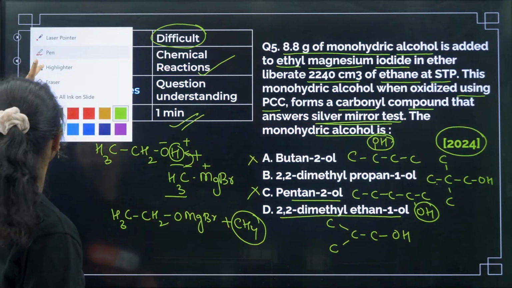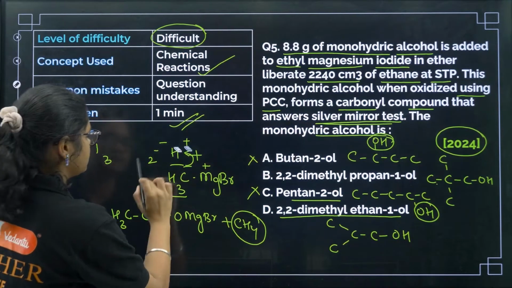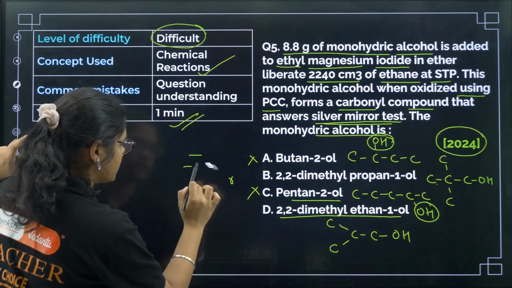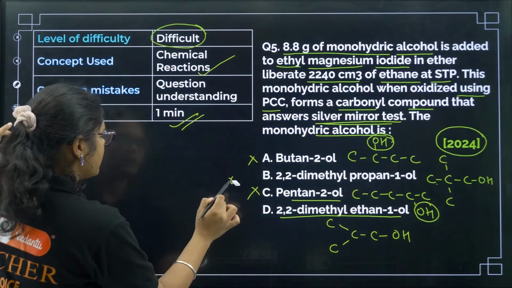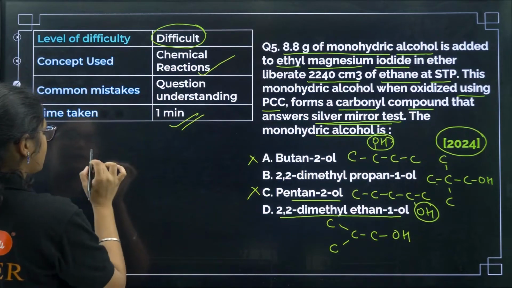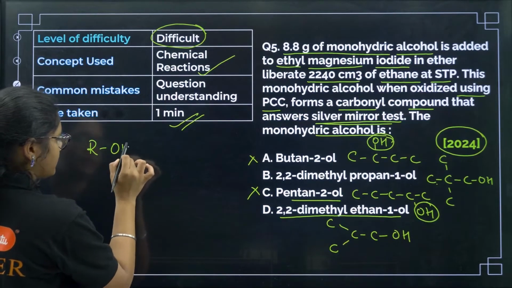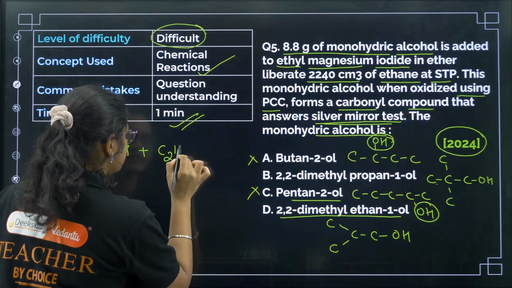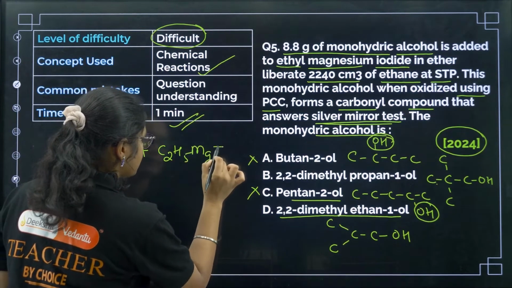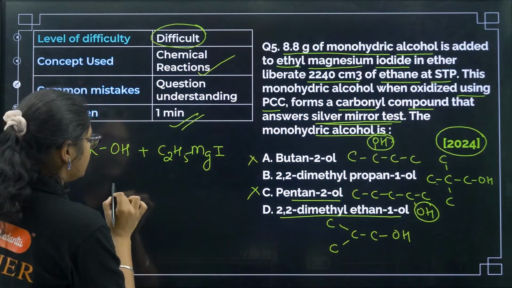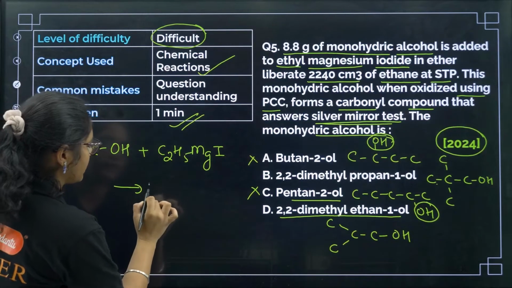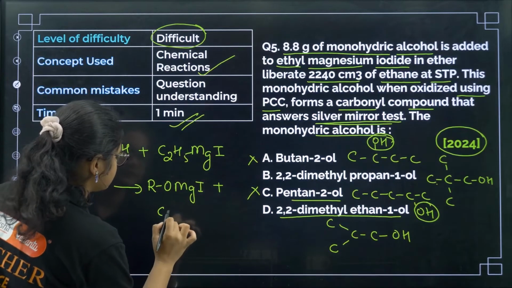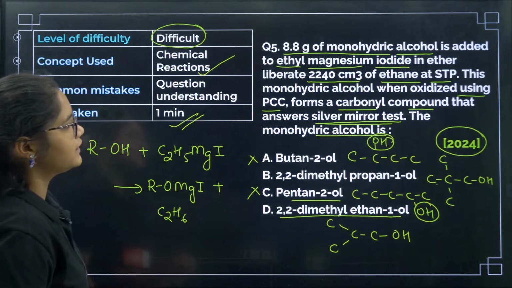So this is one example I gave you. Now if I solve according to the question, you have a monohydric alcohol which we need to find out, and it is reacting with ethyl magnesium bromide, that is C2H5MgI, right? Ethyl magnesium iodide in ether. So what will happen? This H will come here, so I'll get ROMgI plus C2H6. This is the ethane.